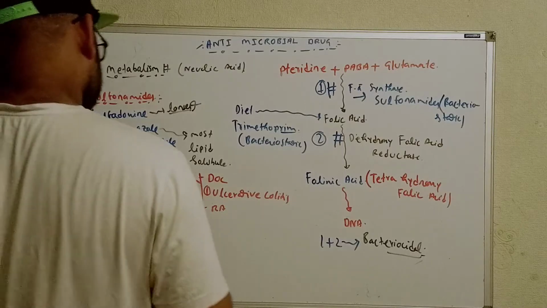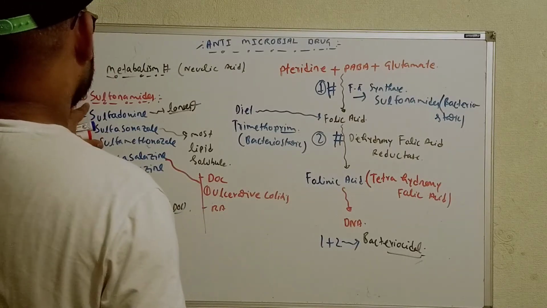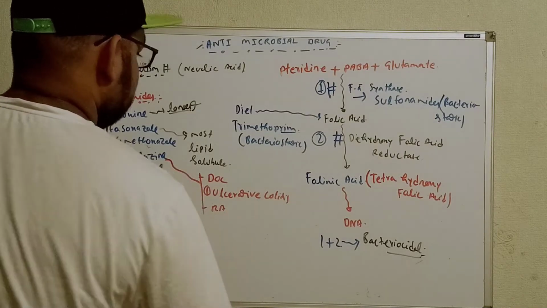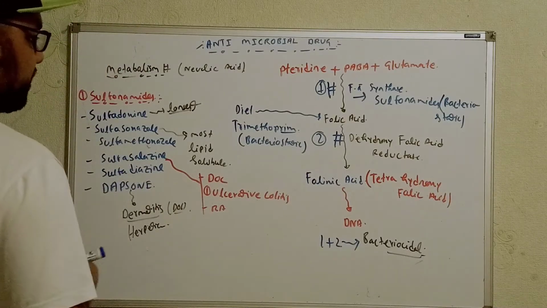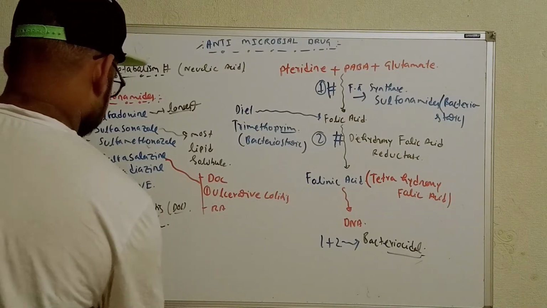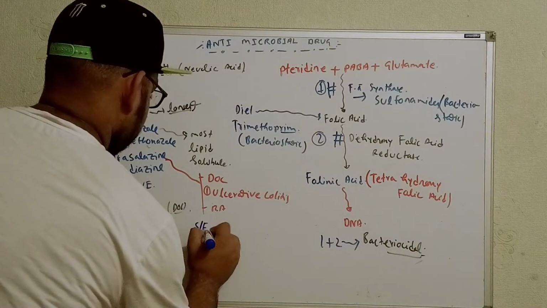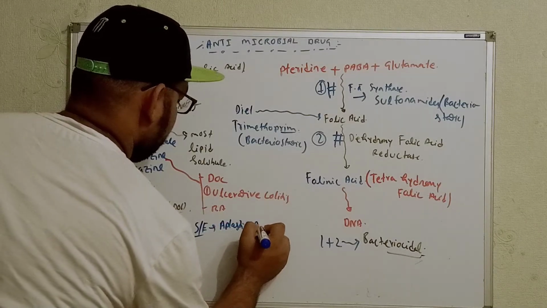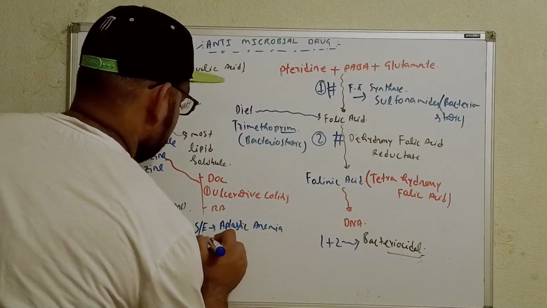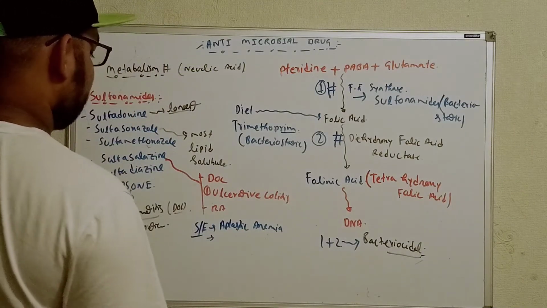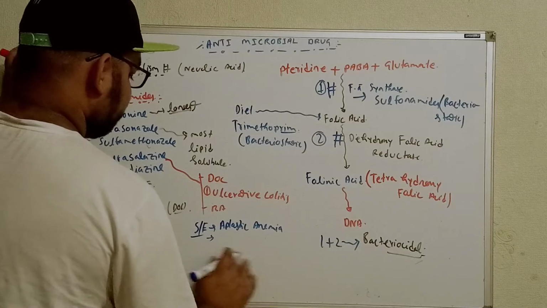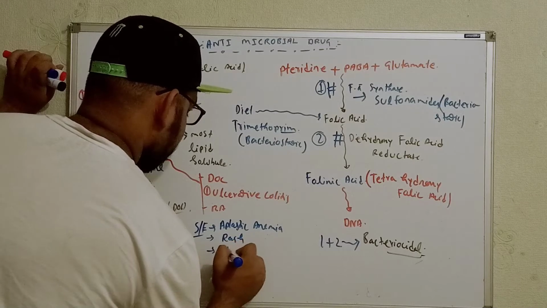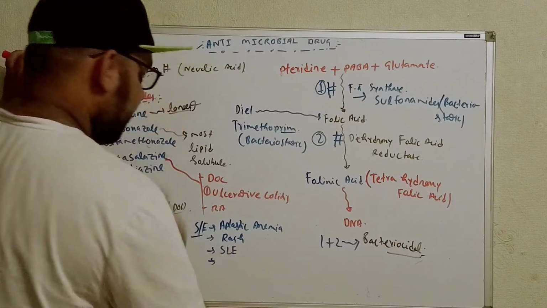Now we'll talk about what type of side effects we can get with sulfonamides. Let's talk about the side effects over here. First thing, they can cause aplastic anemia. They can also cause skin rashes. They can also cause SLE.